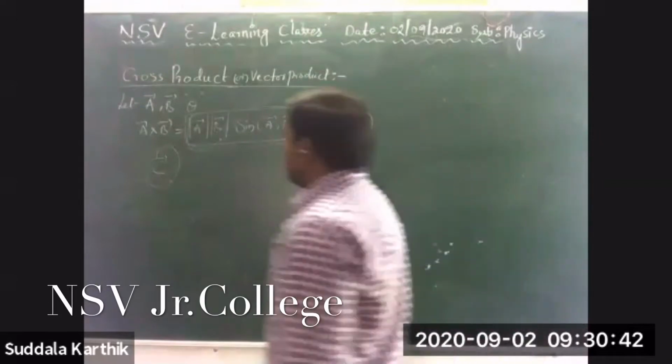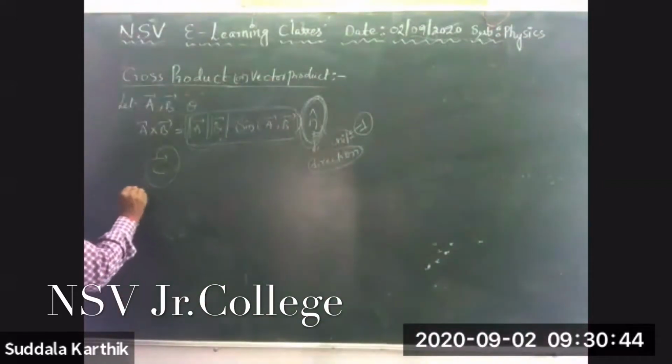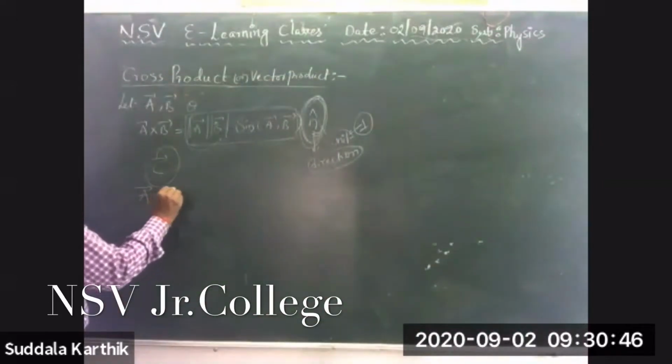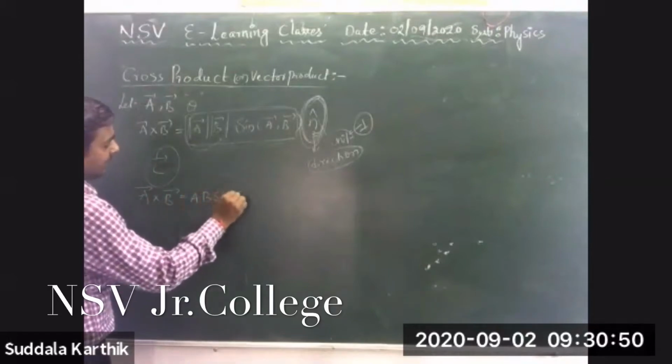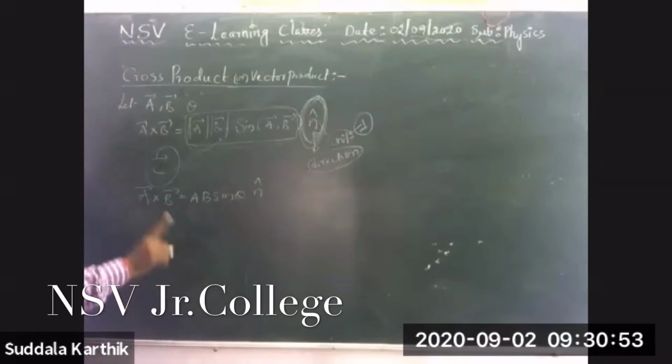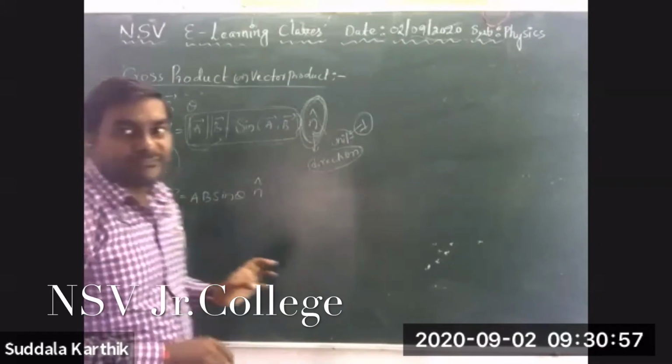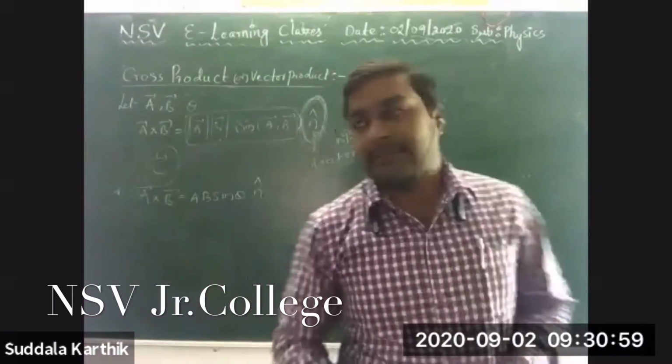Now I am writing this in the compact, general form: A bar cross B bar is equal to AB sine theta n cap. This is always the first formula under the cross product.